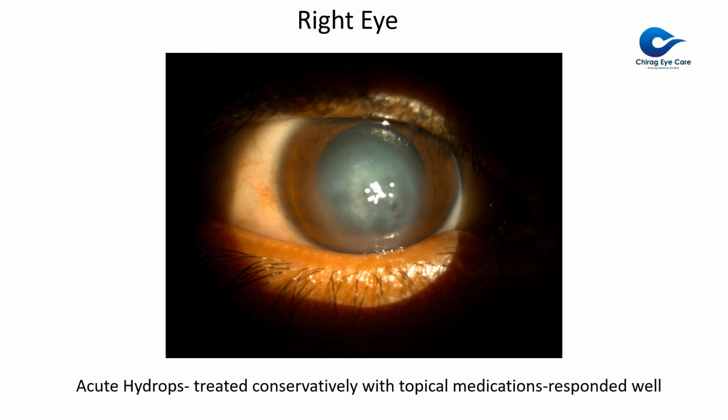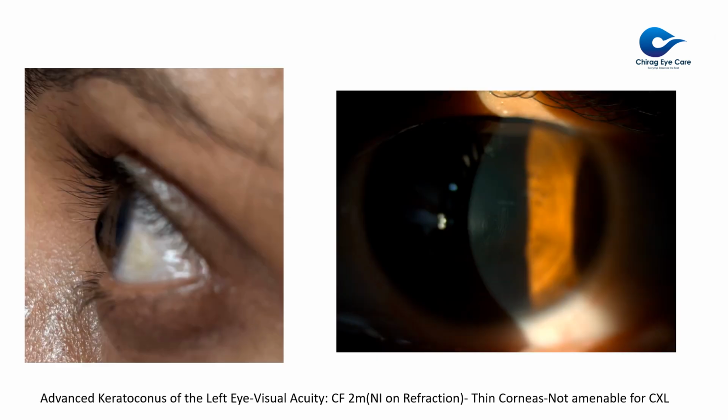On examination, this is what the right eye looked like. My immediate impression was that this is a patient of acute hydrops, and we treated her conservatively with topical medications and she responded well. Since I am suspecting acute hydrops, it's only natural that I have to examine the other eye. Now, the other eye was a frank case of advanced keratoconus.